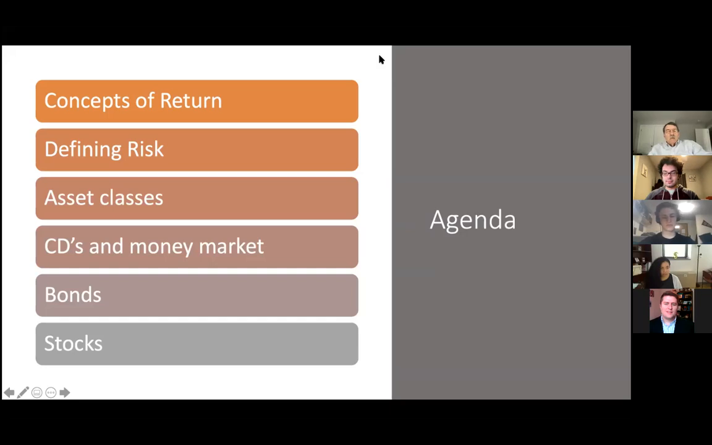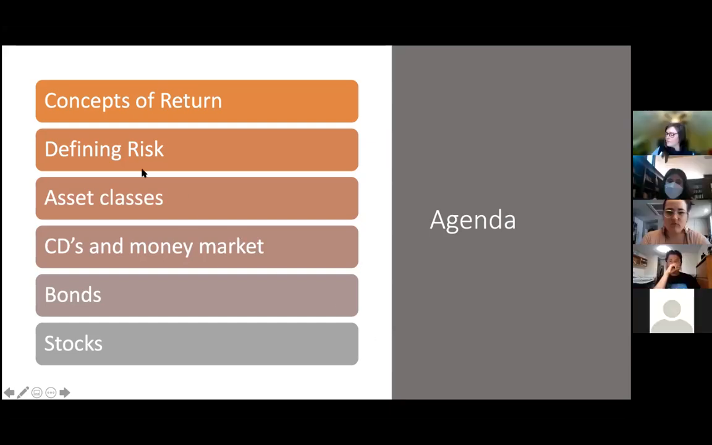Okay, so we're going to talk about just basic concepts of return. When you talk about investments, you always talk about return, but you also need to understand a little bit about risk. We're going to talk about asset classes. I'm not sure if any of you are familiar with that terminology, but it's very common in discussions of assets. And we're going to talk about CDs, which you may be familiar with. You can get those at any bank, and money market instruments, which are really short-term borrowing by a company. We're going to talk about bonds, which is long-term borrowing by a company. And then we're going to get into the fun part, which is talking about stocks.